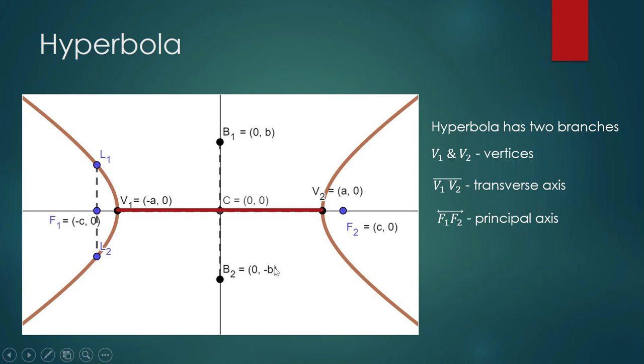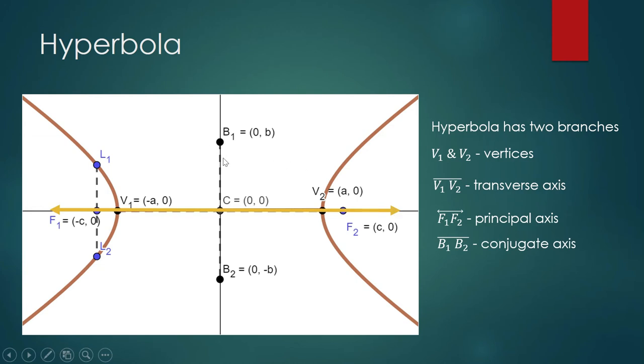Now you also have your foci. These are the fixed points that was spoken about in the definition, F1 and F2. So your principal axis goes through the foci and the vertices. So that line there is your principal axis. And just like with your ellipse, your principal axis can be horizontal, it can be vertical.